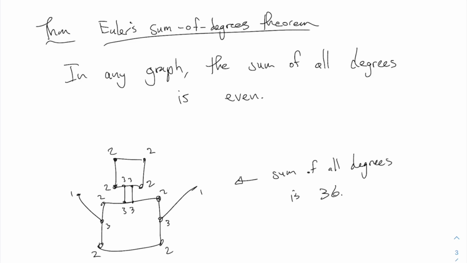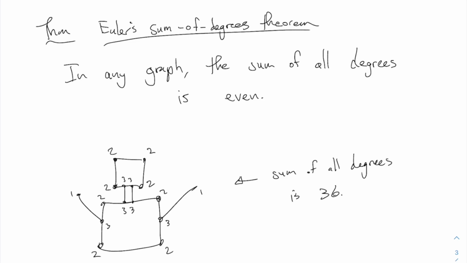In fact, not only can you say it's even, this number is actually 2 times the total number of edges. This graph I know has 18 edges without even counting them, because each edge has 2 ends, and that's why when you add up all the ends, you get to 36. All right. Anyway, this is why the sum of degrees theorem is true. The sum of all the degrees must be even.